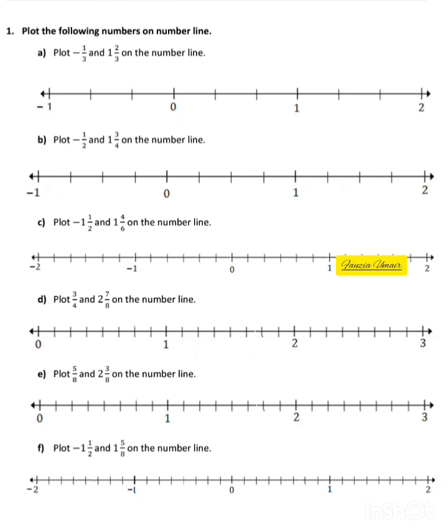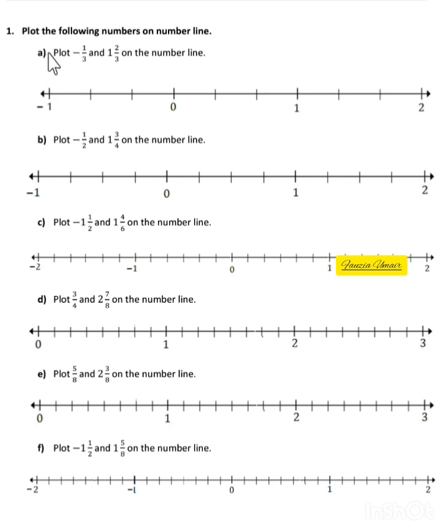Assalamu alaikum everyone. So in today's video we are going to learn how to plot rational numbers on a number line. The number lines are already plotted. We need to just make sure to recognize the position of these rational numbers.